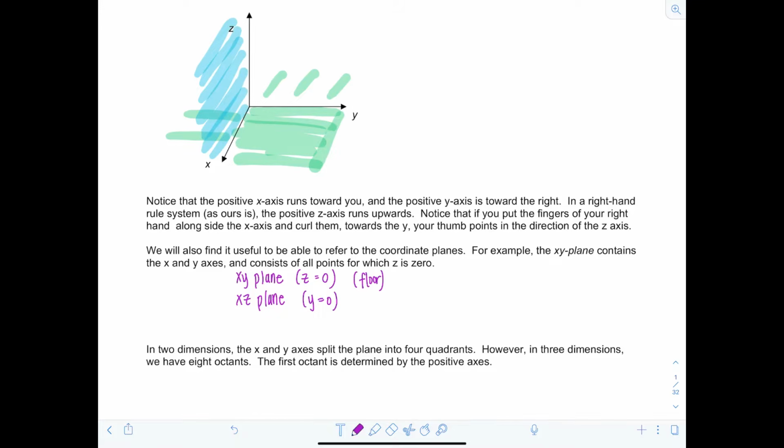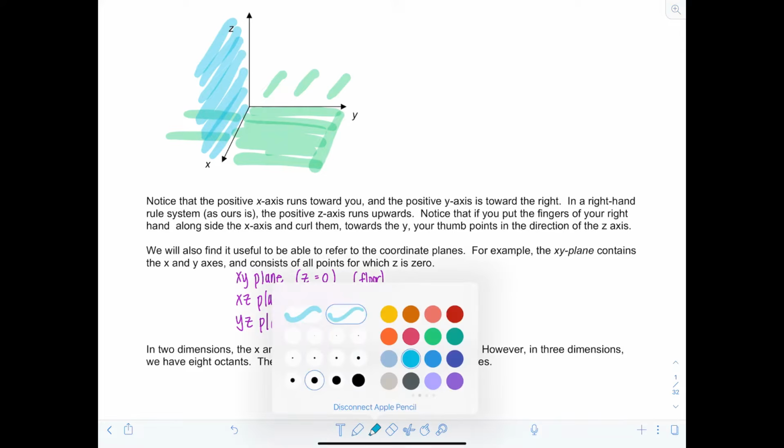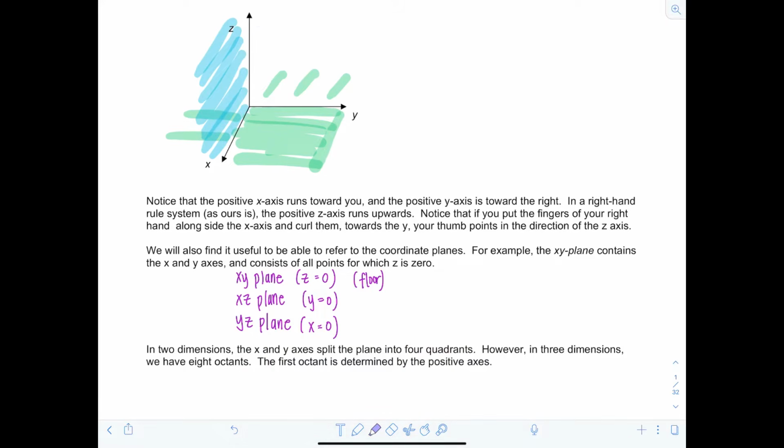And then lastly, we can talk about the yz plane. That has the equation x equals 0. So all of the values where x equals 0 make up the yz plane. If you want to think of it as this back wall straight on towards us, okay? And of course, yes, it extends in this direction, that direction, up and down as well.